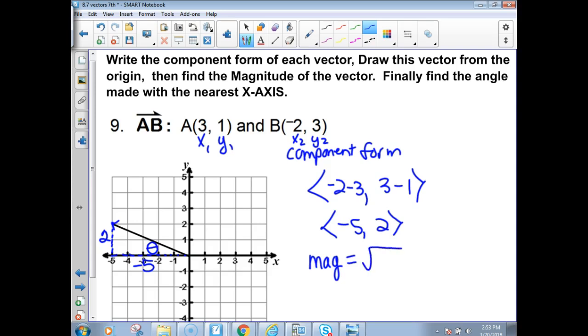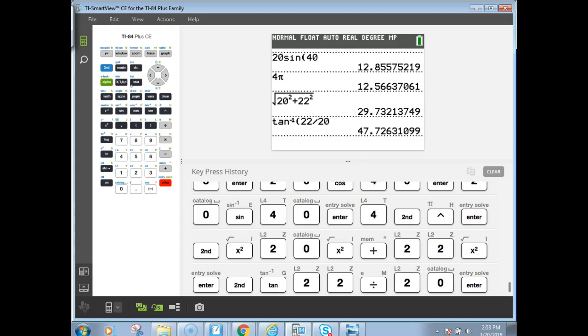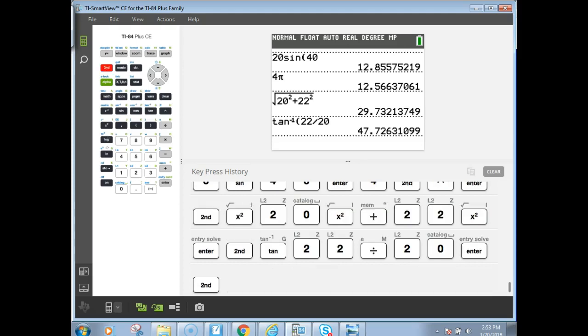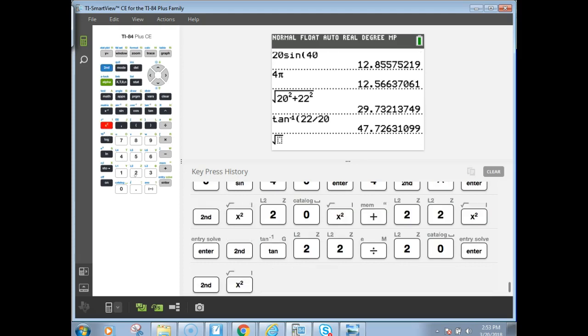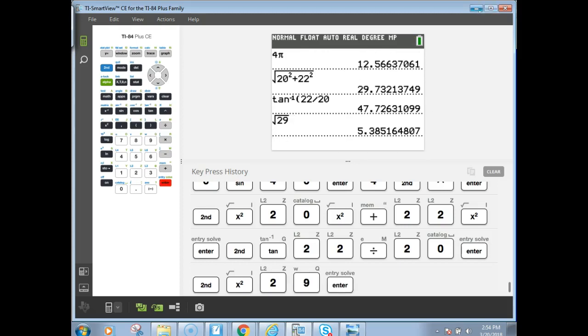Magnitude would equal the square root of, take the numbers from the component form and square them and add them. You don't even have to put in -5. You could put in +5. When you square a negative, you get a positive. So this should come out to 25 plus 4, the square root of 29, which is about 5.4, I believe. So I'll show you what I was doing. Square root of 29, 5.4.